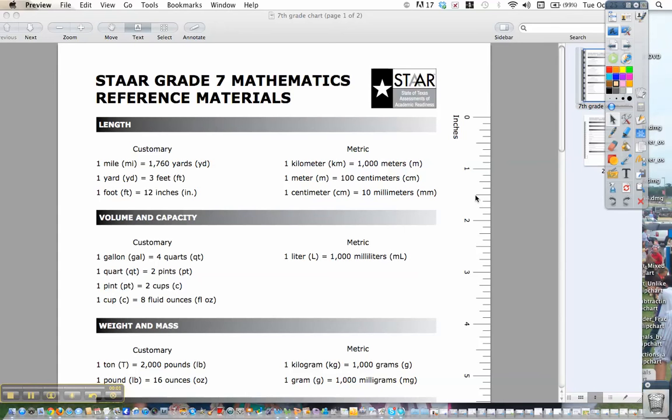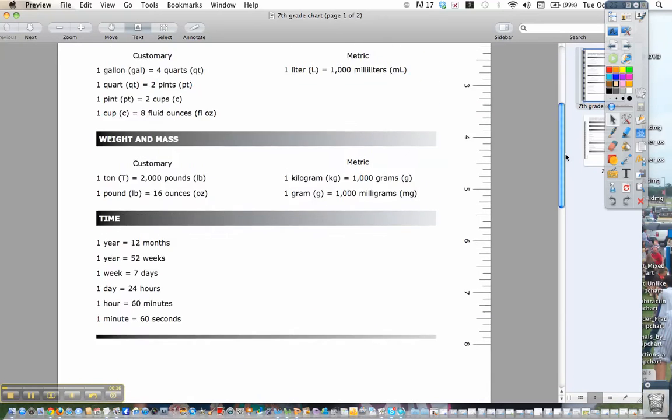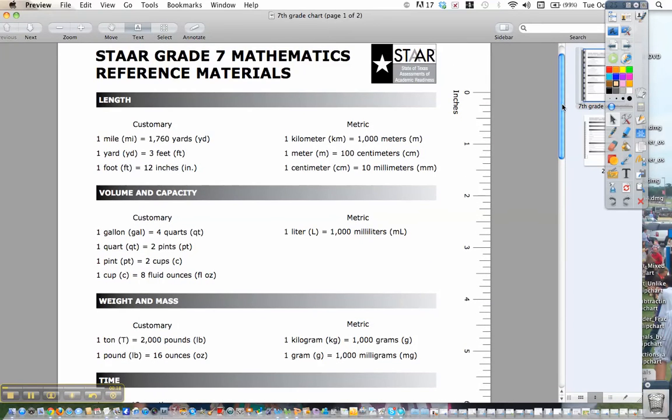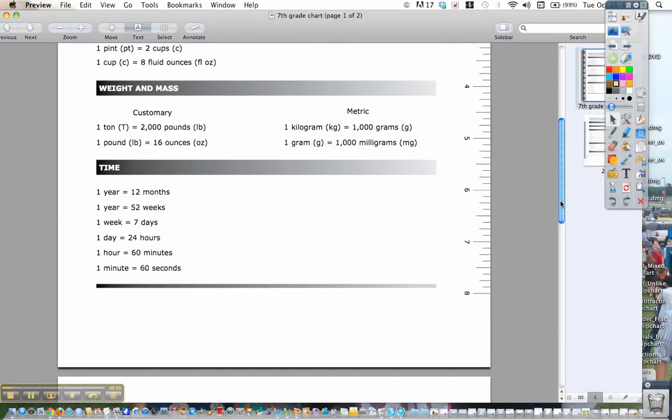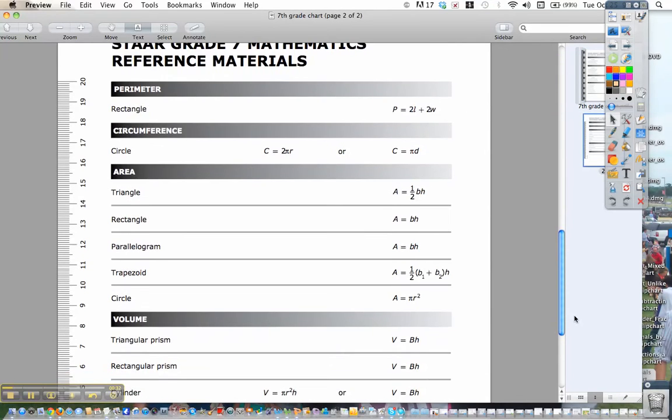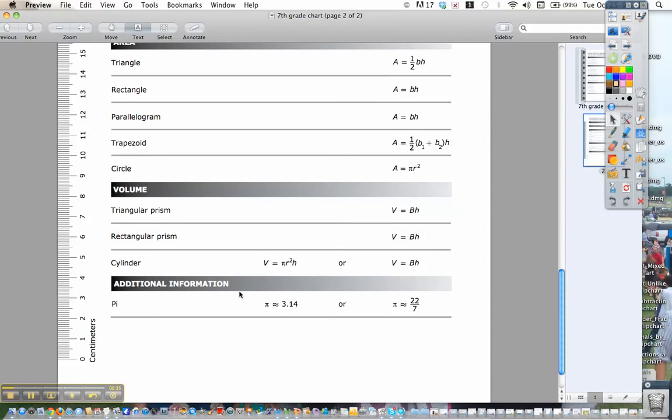Hey guys, so today we're going to just look at our STAR Math reference materials. It looks pretty similar to your tax chart. There's not much change between the STAR chart and the tax chart. Just like your tax chart, the front side of your STAR chart has all your conversions in your length for customary metric, your volume for customary metric, your weight for customary metric, your time. And then on the back is all your formulas for perimeter, area, volume, and any additional information you need.